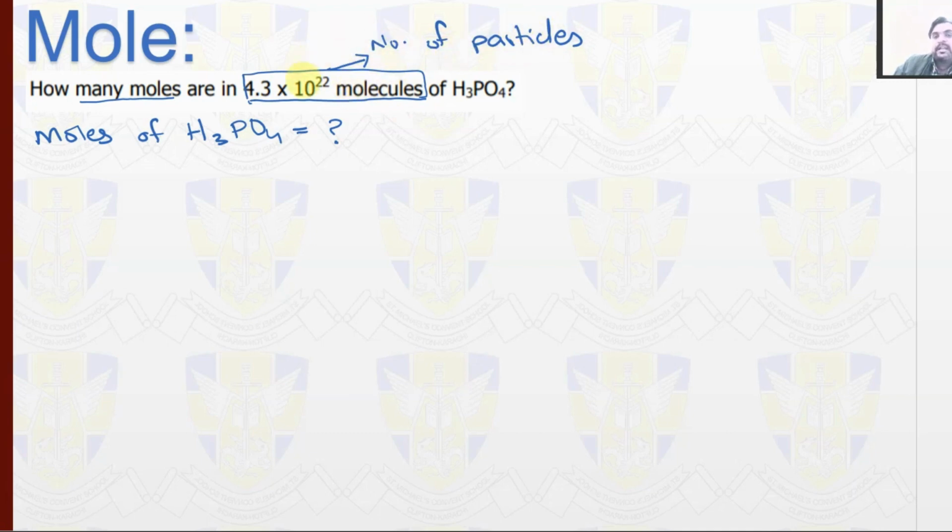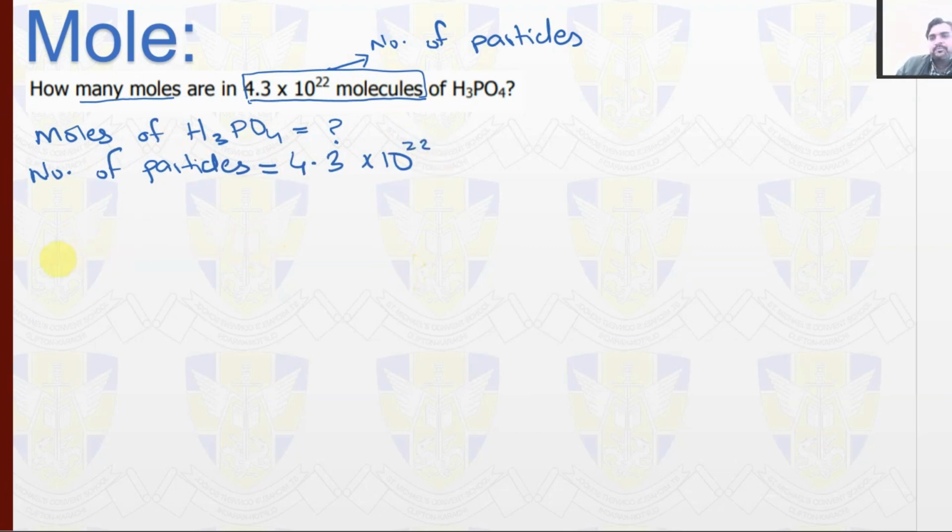Most of the time the student gets confused about that. Either these are the moles, or the mass which is given in the question. If it is the mass, then it would be written g over there. If it is the moles, then it would be written moles over there. But right now it's written molecules. So molecule means the number of particles is given to you, which is 4.3 into 10 to the power 22, and you have to calculate the moles.